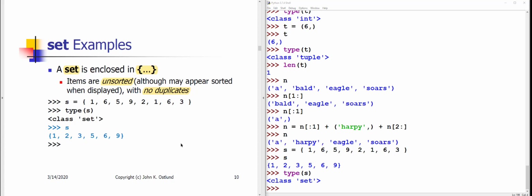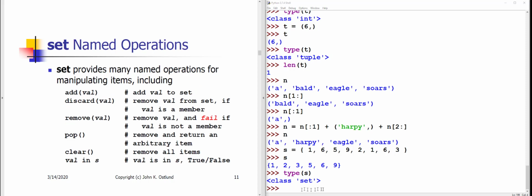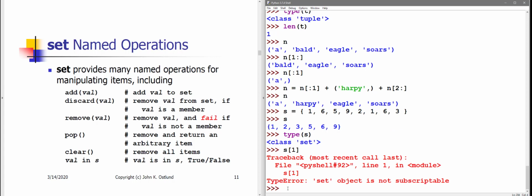Now, I just got done claiming that items in a set are unsorted, and yet in this example, it looks pretty much like the items are sorted. But I promise you that's just random from this particular example. It is not true that items in a set are sorted. Now, a set is not a sequence, unlike a str or a list or a tuple. I cannot access the sub 1 item of a set because the set has no concept of ordering.